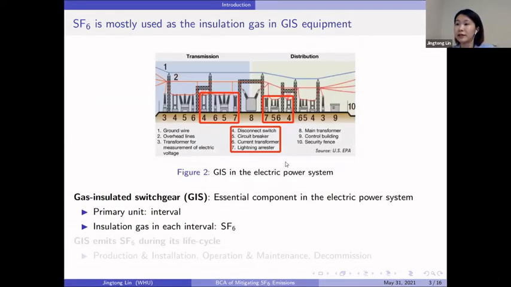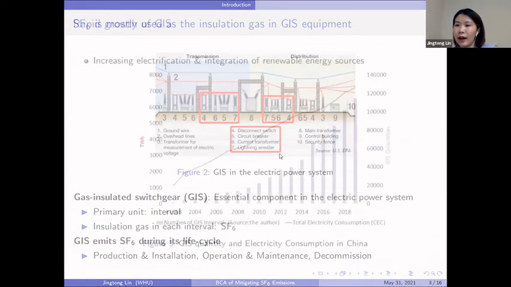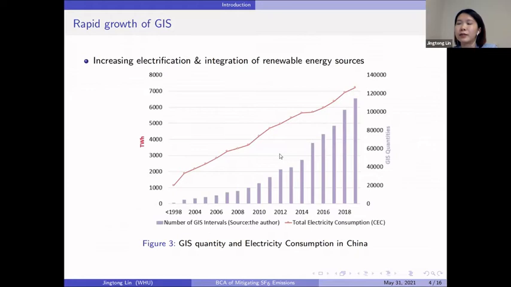Specifically, SF6 is used in gas insulated switchgear equipment, which is an essential component in the electric power system. Usually, GIS is composed of several intervals that use SF6 as the insulation gas, and each interval emits SF6 during its life cycle. And this gas emission has become considerable as the GIS market shows rapid growth due to the increasing electrification. Here we take China for example.